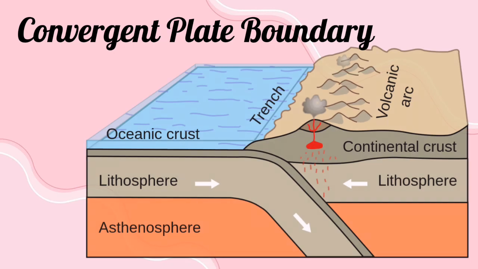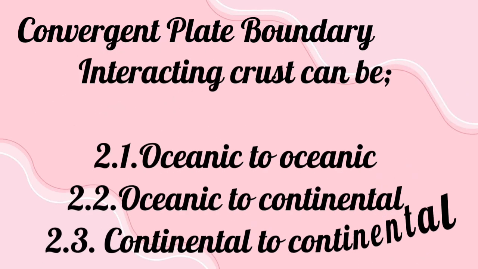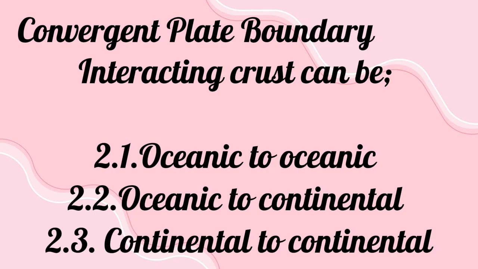Convergent plate boundary. The interacting forces are moving toward or pushing each other, thus causing the plates to collide. This may occur between continental to continental, continental to oceanic, and oceanic to oceanic crust. Several geologic events are also likely to occur. Remember, interacting crust can be oceanic to oceanic, oceanic to continental, continental to continental.